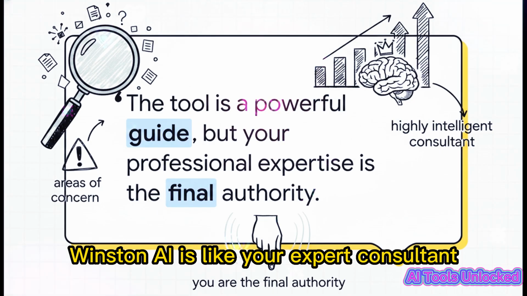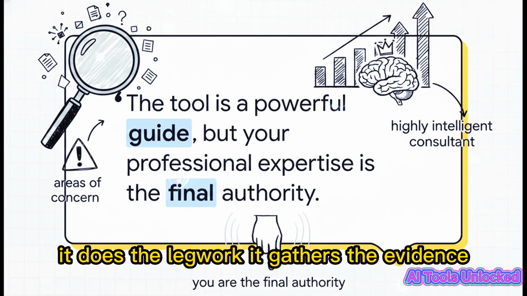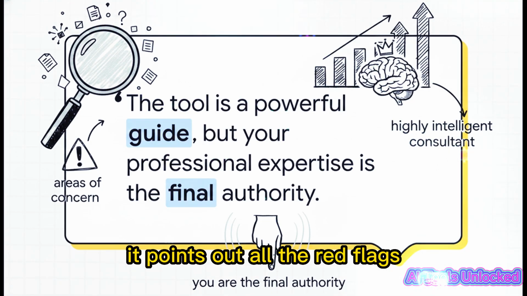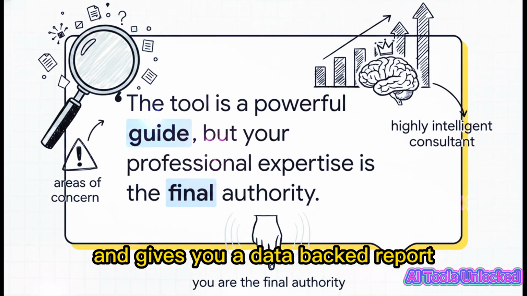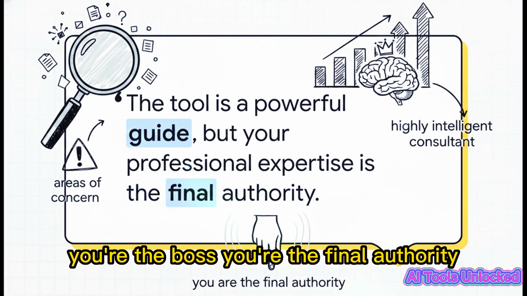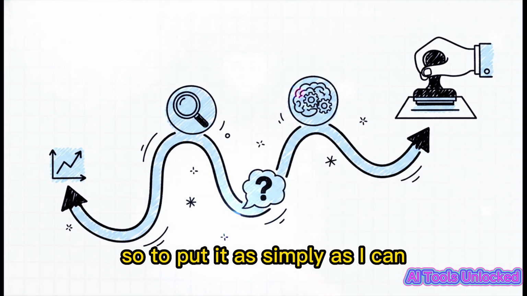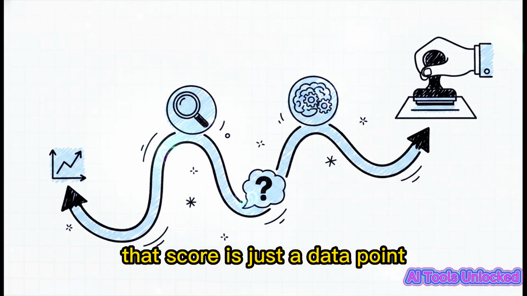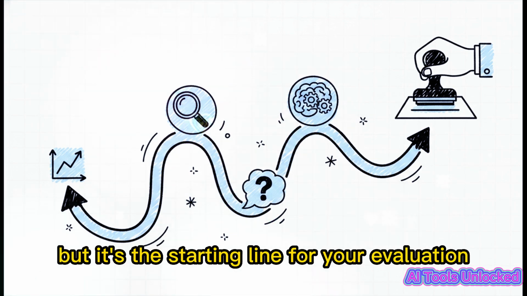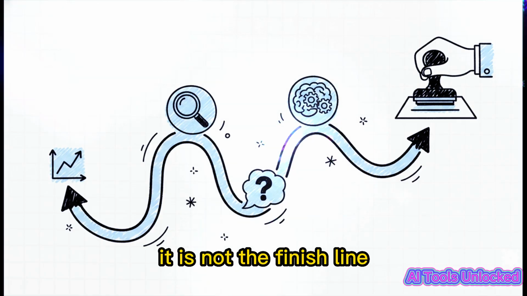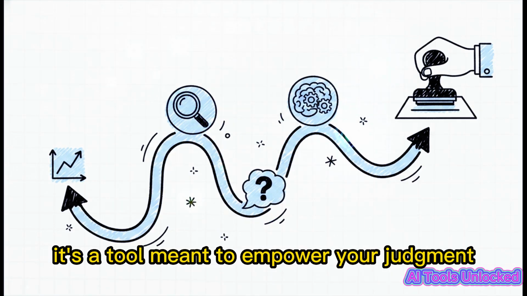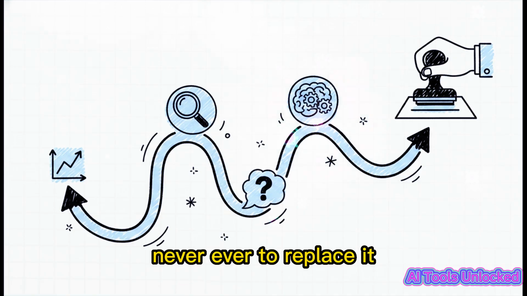Here's maybe the best way to think about it. Winston AI is like your expert consultant. It does the legwork, it gathers the evidence, it points out all the red flags, and gives you a data-backed report. But at the end of the day, you're the boss. You're the final authority. Your expertise is the thing that really matters. So, to put it as simply as I can, that score is just a data point. A really, really helpful one, for sure, but it's the starting line for your evaluation. It is not the finish line. It's a tool meant to empower your judgment, never ever to replace it.